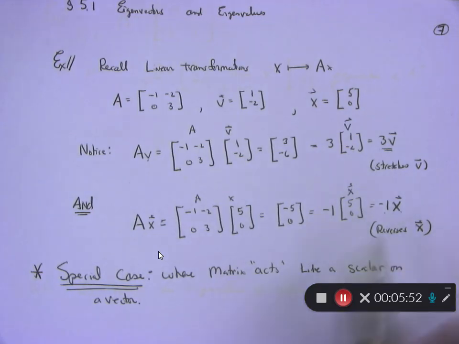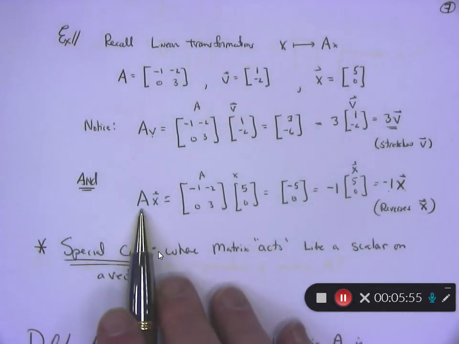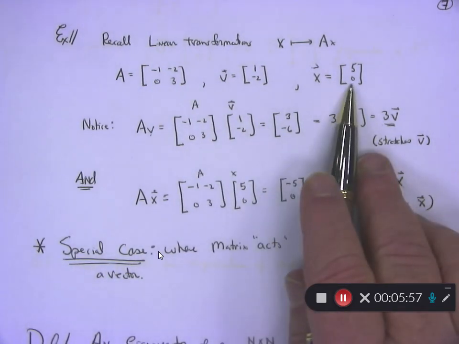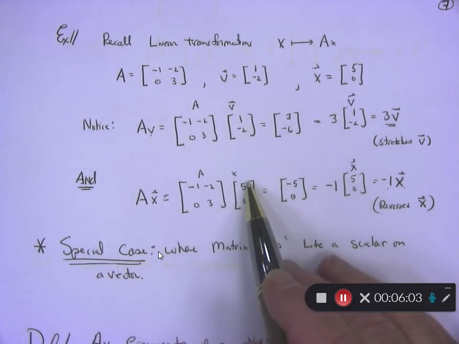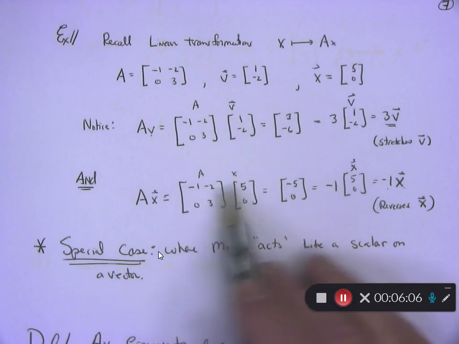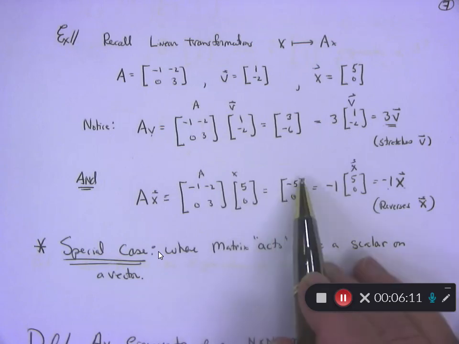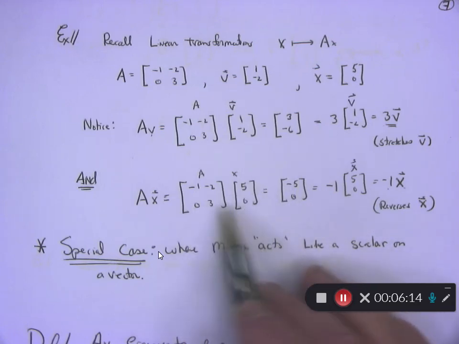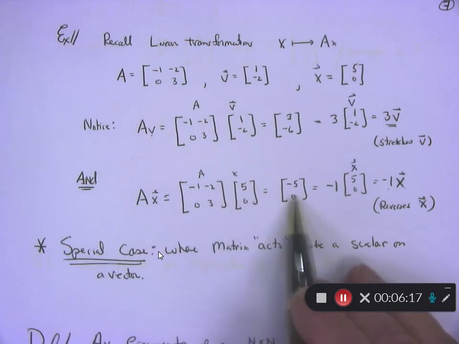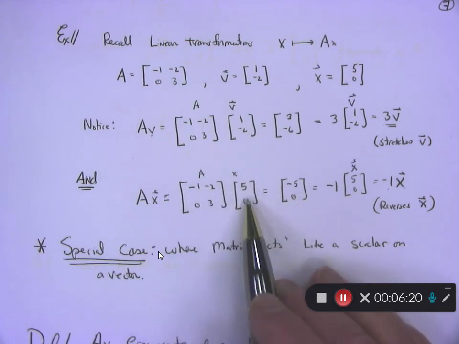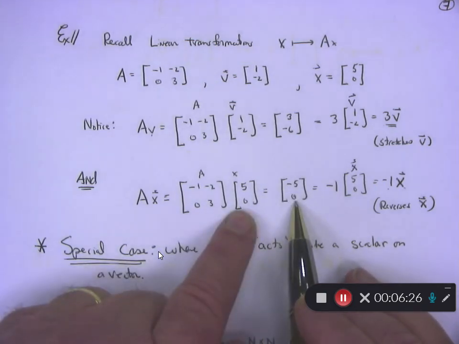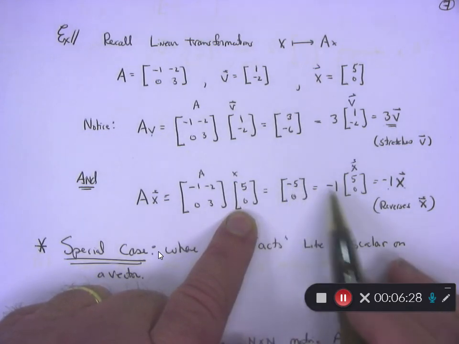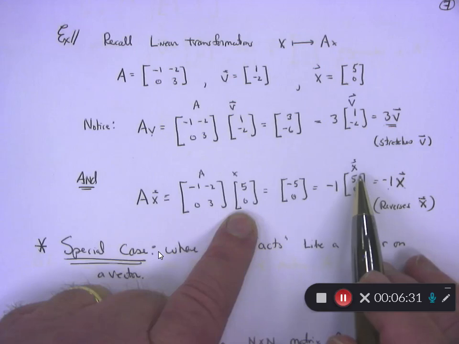So, now look at this one. Matrix A times vector x, and x is the vector 5, 0. So A again is still negative 1, negative 2, 0, 3. When you multiply it times 5, 0, you get the vector, row by column: negative 1 times 5 plus negative 2 times 0 gives negative 5. Then 0 times 5 plus 3 times 0 gives 0. Negative 5, 0 is the vector we get. And if you look at it relative to the original vector, you can pull out that negative 1, and it's pretty much negative 1 times the original vector, 5, 0.